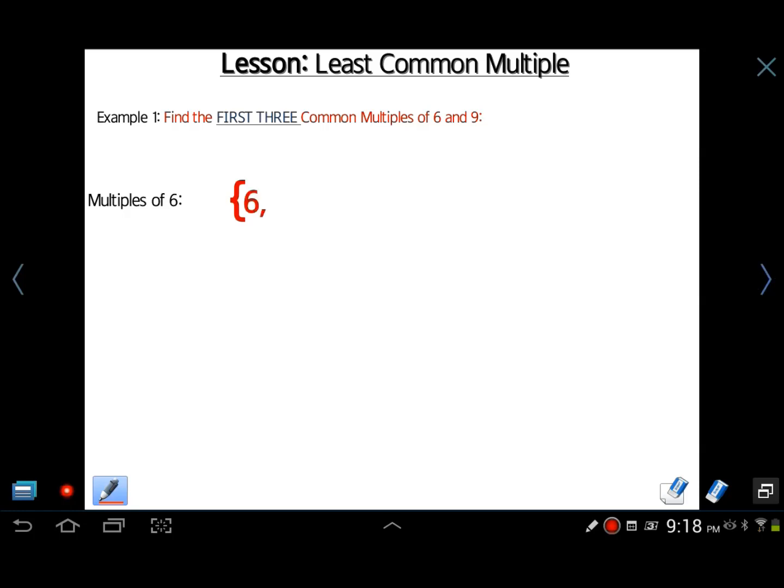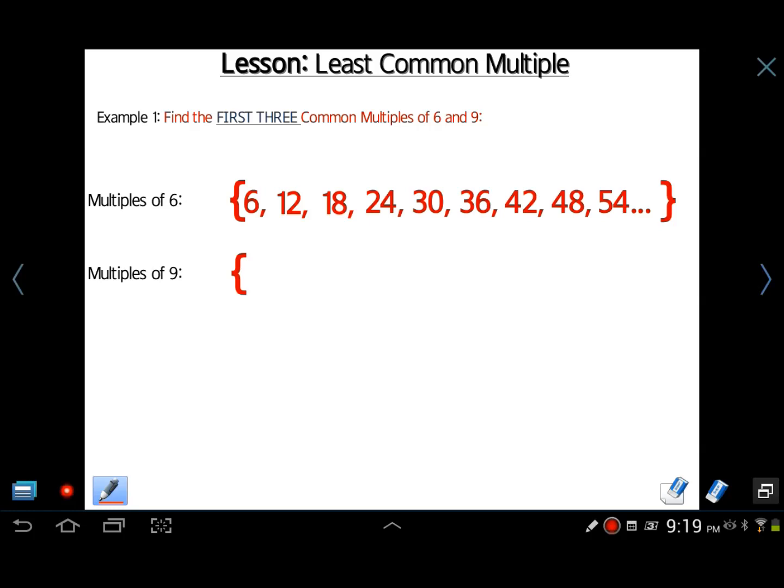I'm going to jot down some multiples of 6. There's 6 and 12 and 18, 24, 30, 36, 42, 48, 54, etc. Now that's not a ton, but that should do the job. Here are some multiples of 9.